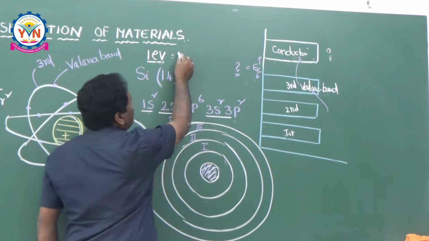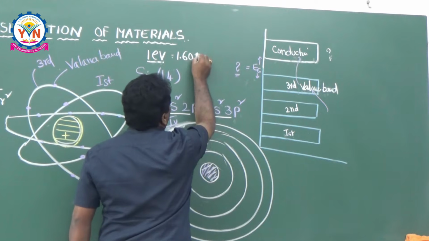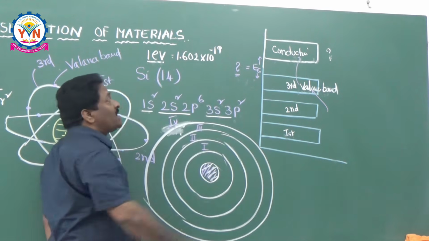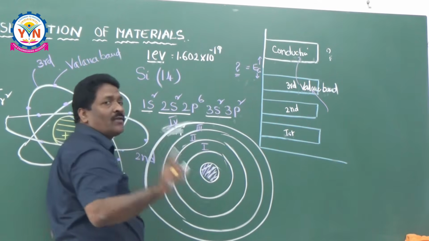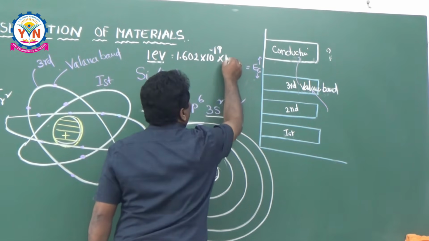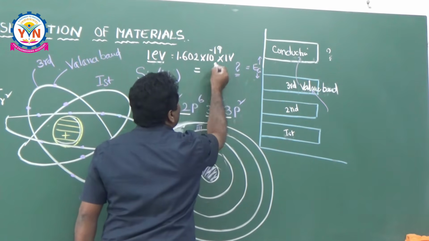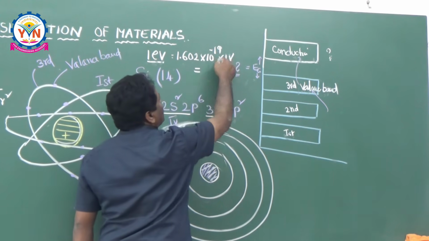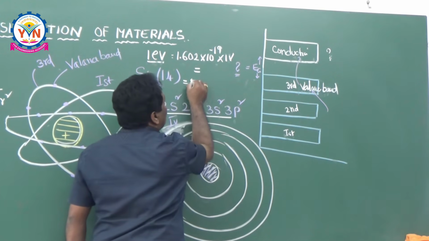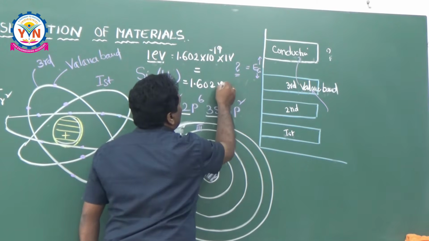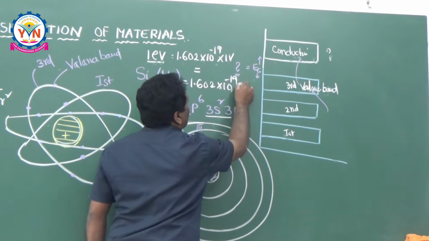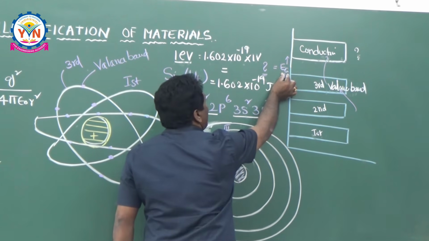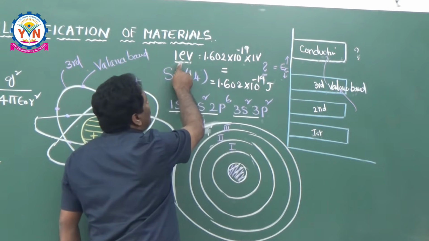What is the charge of this one? Charge is 1.602 × 10^-19 coulombs, the charge of the electron. This electron has to move through a potential of 1 volt. That means this times 1 volt, that is nothing but your joules. So 1 electron volt is equal to 1.602 × 10^-19 × 1, that is equal to 1.602 × 10^-19 joules, because Q times V will be given in joules. This energy gap will be measured in terms of electron volts.